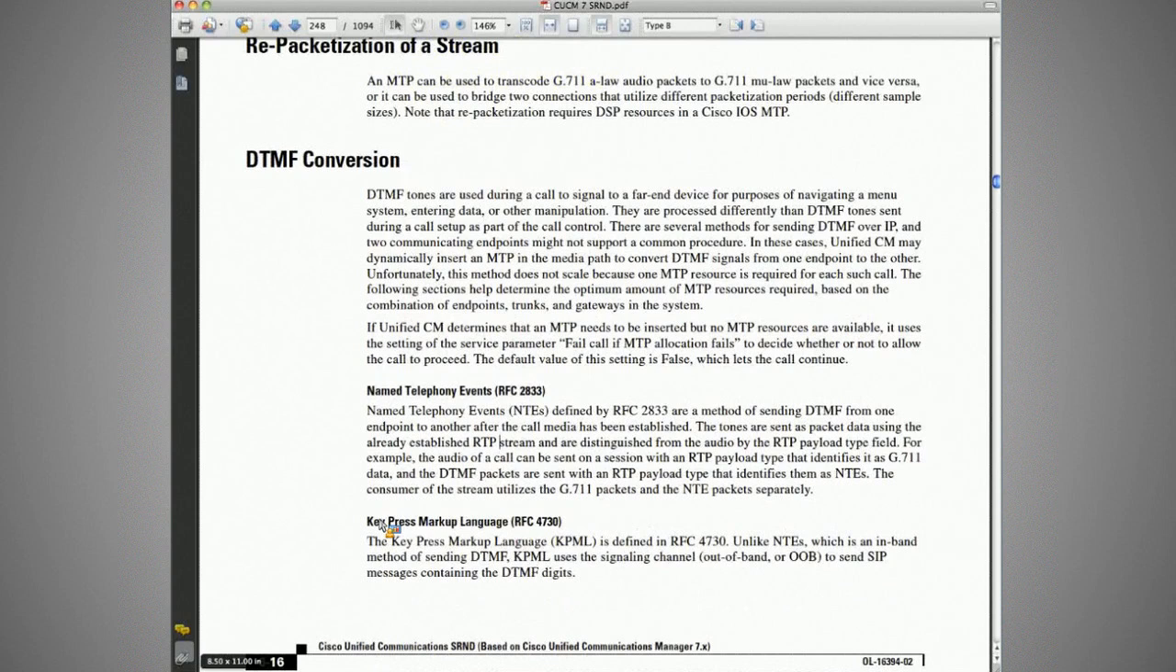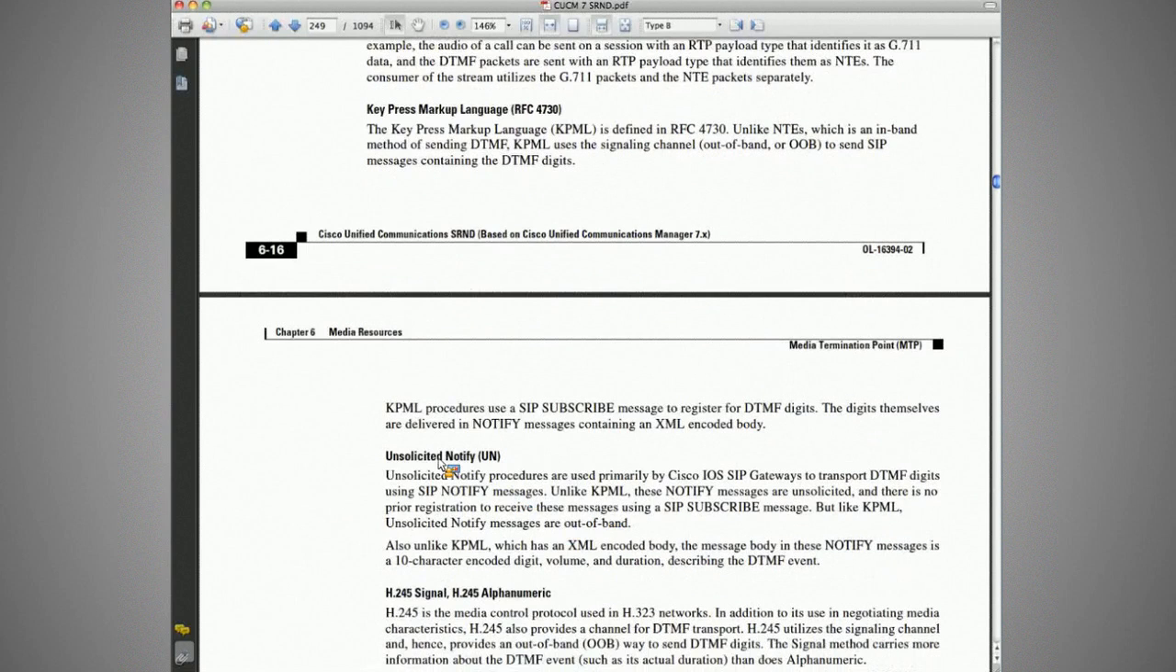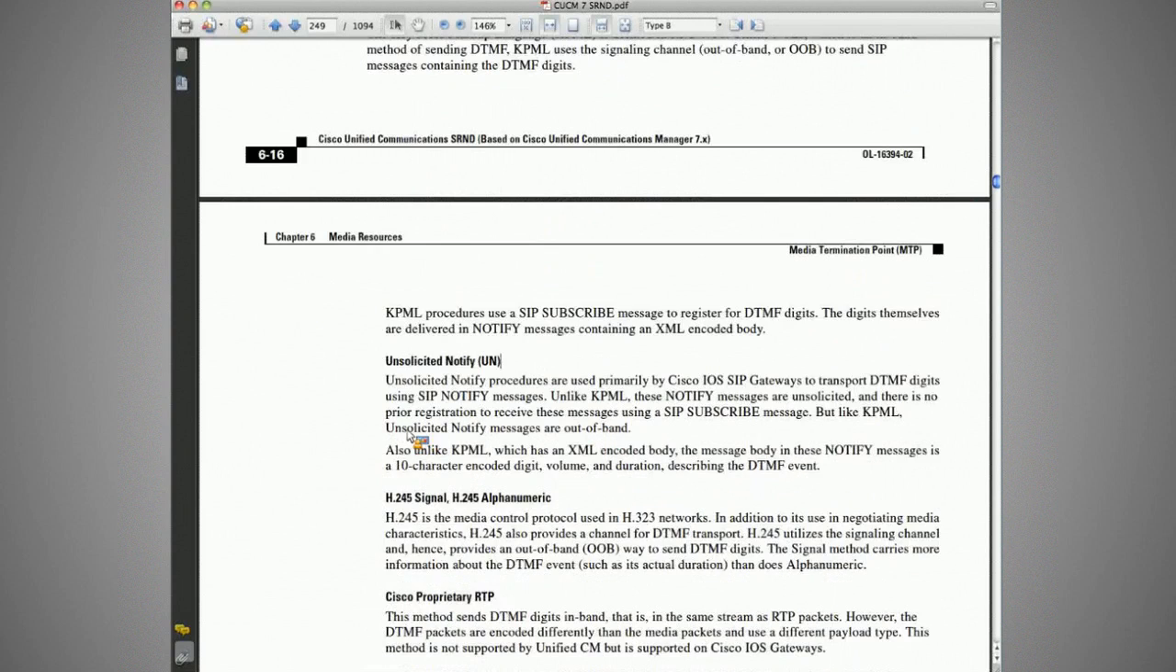We also have keypad or key press markup language. By the way, I should mention NTE or RFC 2833 is supported in both SIP and H323. KPML or key press markup language is just supported for SIP. We have SIP unsolicited notify. So it's a SIP notify message, but it was not requested or solicited by either side that already has a call up. So it's an unsolicited notify. It wasn't requested, but it will accept the notify.